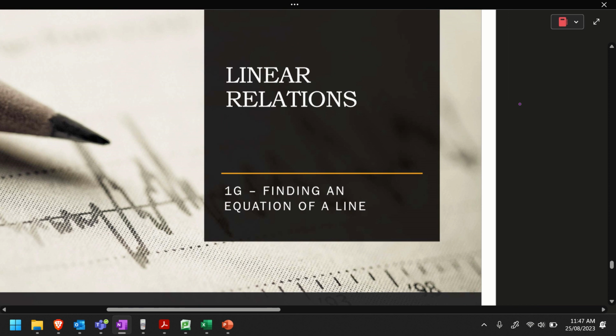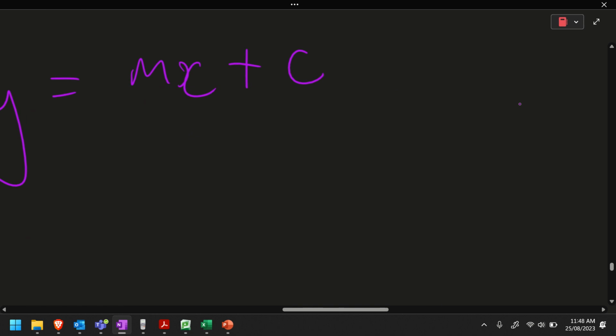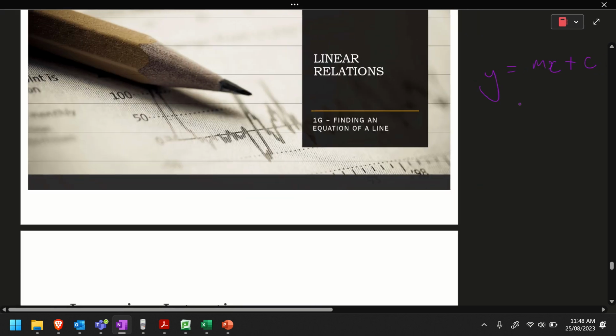Actually, can anyone tell me what does the equation look like? It's got the y in it. It's got an mx and a c. What does it look like? Tell me. Mx plus c. Yeah, that's what the equation looks like. And we know that x and y are like the points on a graph. M is the gradient, and c is the y-intercept. That's what that all is. I'll explain that as I go.